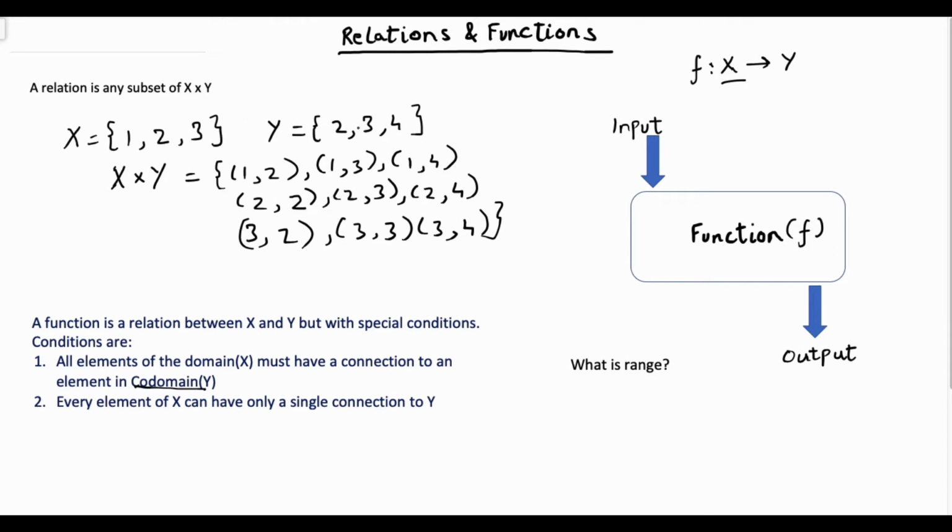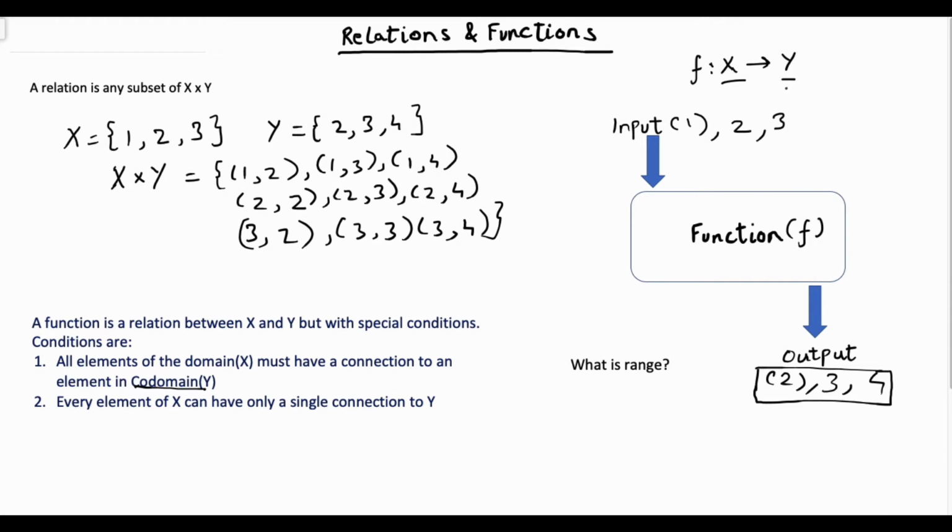Let's say I gave the input as 1 to the function and I got the output as 2. Then I entered 2, I got the output as 3. Then I input 3 and got the output as 4. So the range of this function will be the set 2, 3, 4, which is the set Y. Here, the codomain and the range mean the same thing.